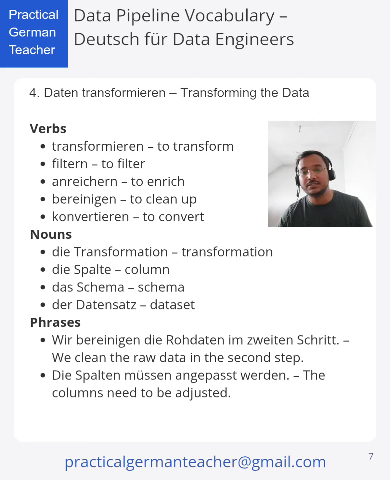Some nouns that you may need are die Spalte, column, das Schema or schema. Then you have der Datensatz, meaning data set. Die Transformation, it just means transformation. Two examples are, wir bereinigen die Rohdaten im zweiten Schritt, meaning we clean the raw data in the second step. Another example can be, die Spalten müssen angepasst werden. It means the columns need to be adjusted. Now one question that you may have is, Spalte is column, then what's row? Row is die Reihe, singular, plural is die Reihen.